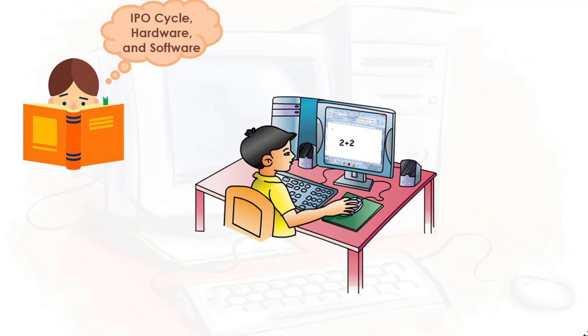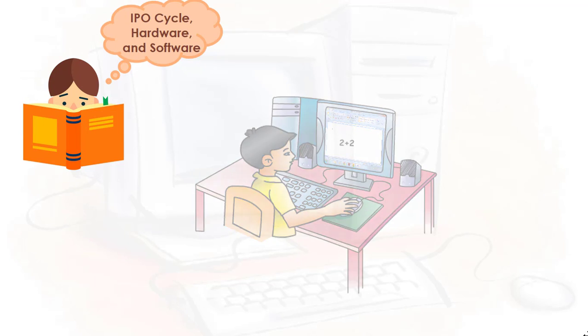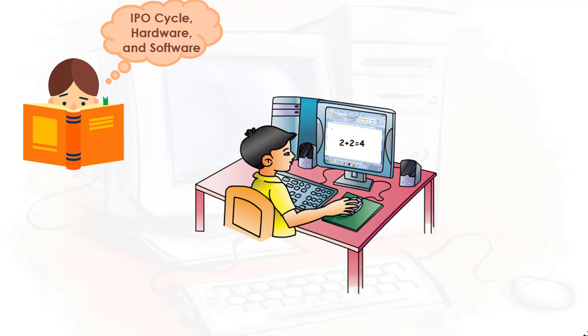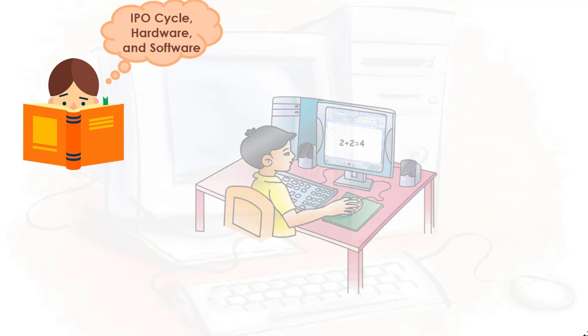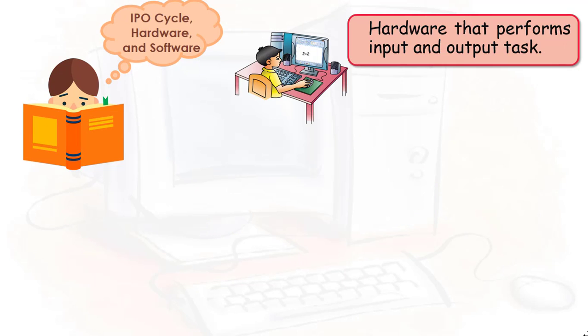After that, what does the computer do? The computer performs the operation and generates the output. That output we can see on the monitor screen. This means hardware performs the input and output tasks, because we give input into the computer system using the keyboard and mouse, and we see the output using the monitor. Both of these are hardware.